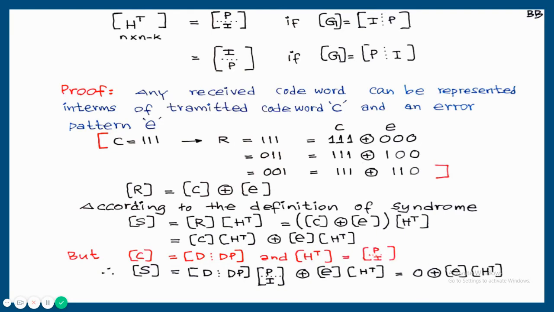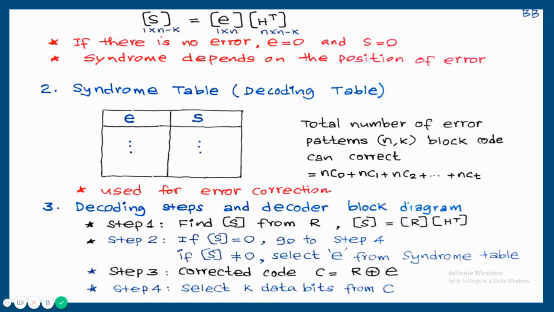Syndrome matrix S is equal to E into H transpose, where E is the error pattern. H transpose we can determine from generator matrix. So we got a new result. S is equal to E into H transpose. And from this result we are able to write if there is no error, E will be 0 and S will be 0. That is exactly our syndrome test. If syndrome is equal to 0, we are saying there is no error. So the proof is here, because syndrome S is equal to E into H transpose. If there is no error, 0 into H transpose, it will be 0.